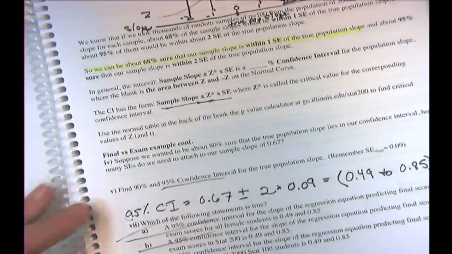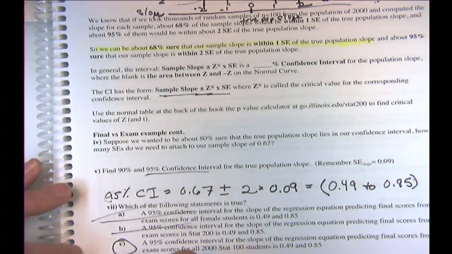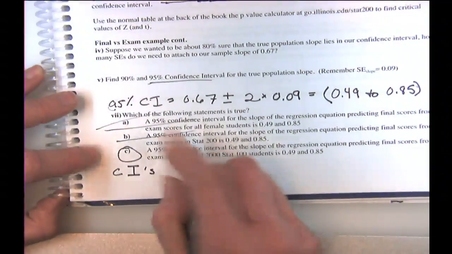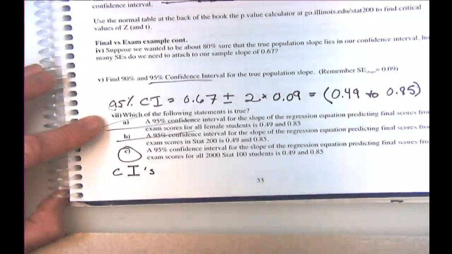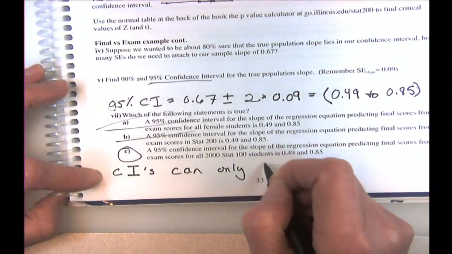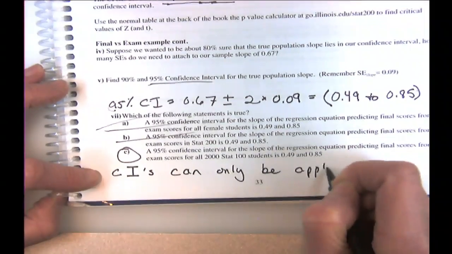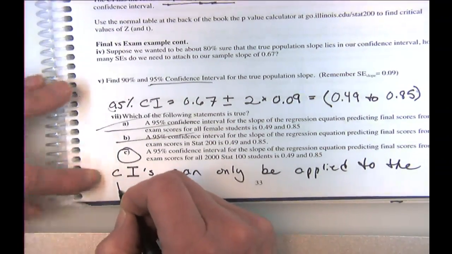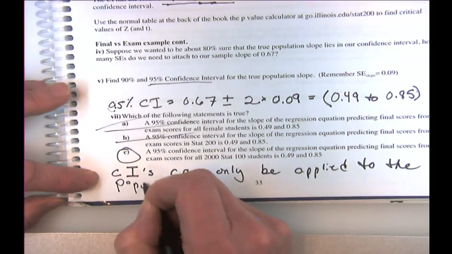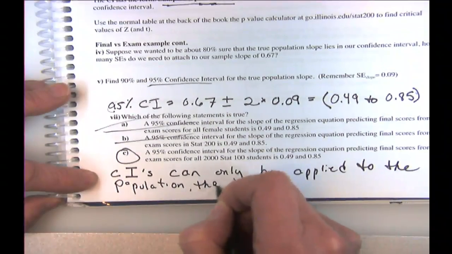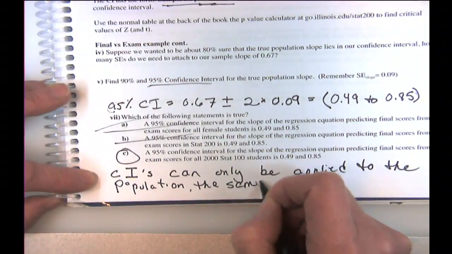So let's just write that down. Just be sure of what you're doing here. The confidence intervals, when we do this, we do the calculation. Now, what does it mean? Can only be applied to the population the sample was randomly drawn from, not to a wider one or a narrow one.